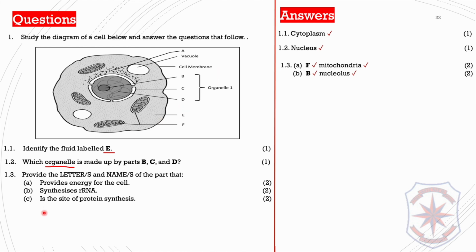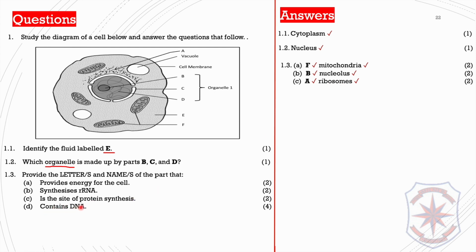C is the site of protein synthesis. The word site means location. All right? So, where does protein synthesis take place? It takes place at A, ribosomes. Let us check if that is correct. That is correct. A, 1 mark. Ribosomes, 1 mark. Now let us look at sub-question D.